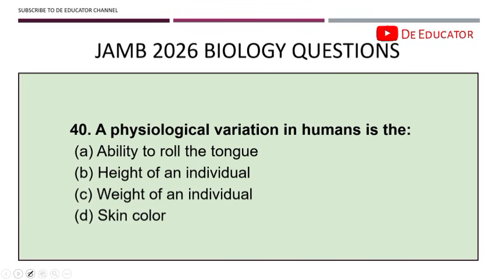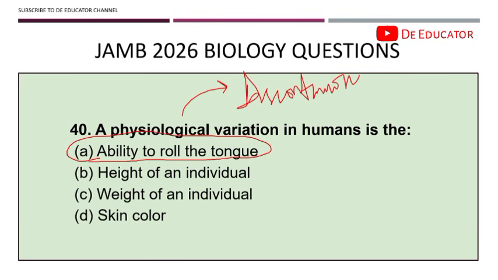All right, question 40. A physiological variation in humans is the ability to roll the tongue. We asked that question. You can see the same question, but in a different format. It is paraphrased. Okay, physiological variations are also known as discontinuous. Okay, take note of that.